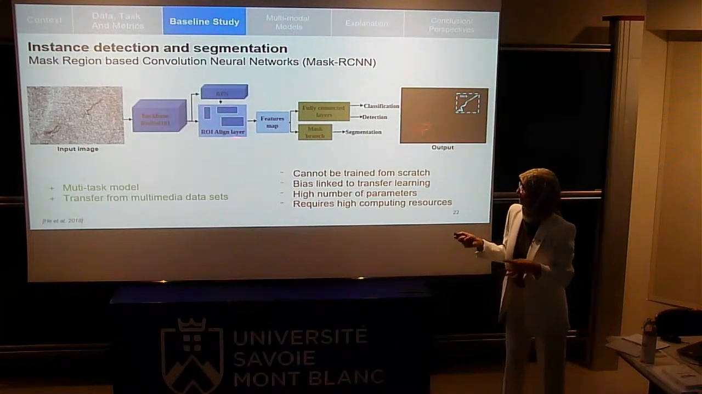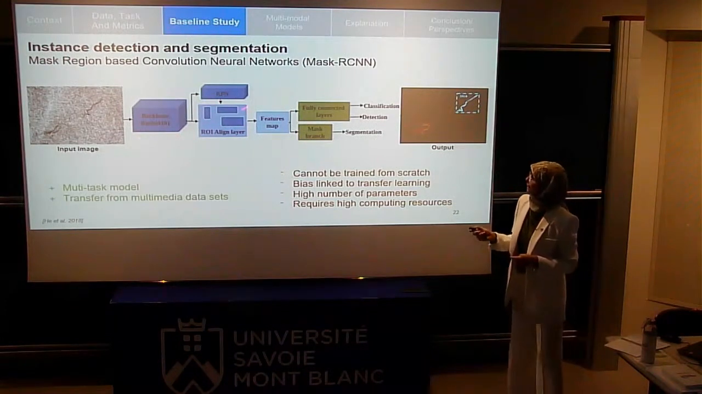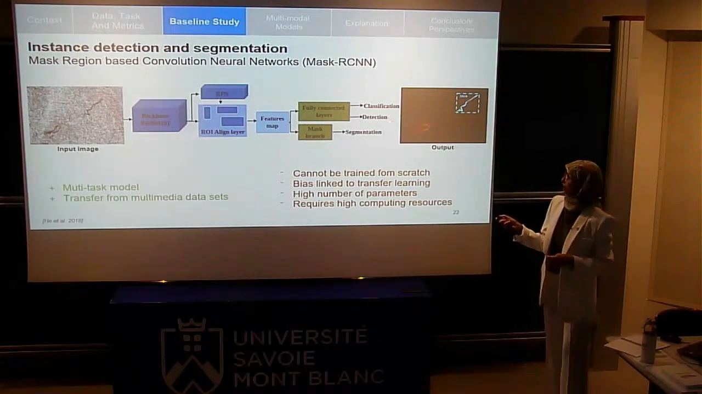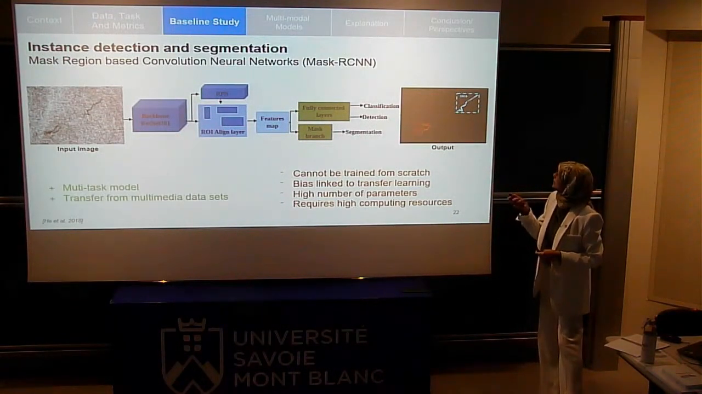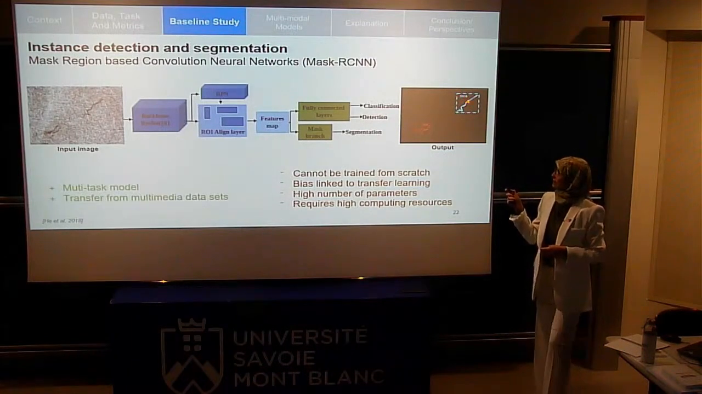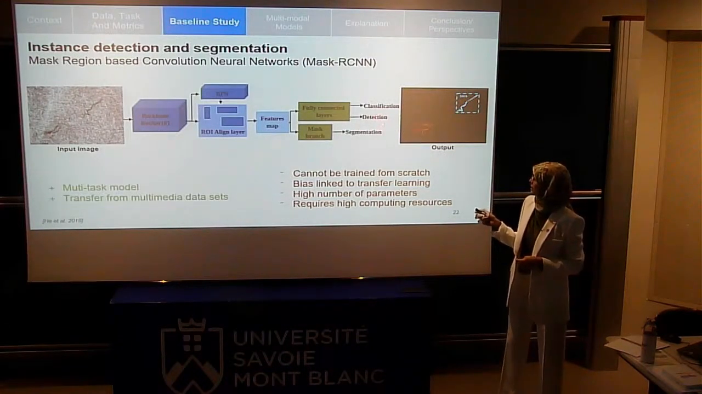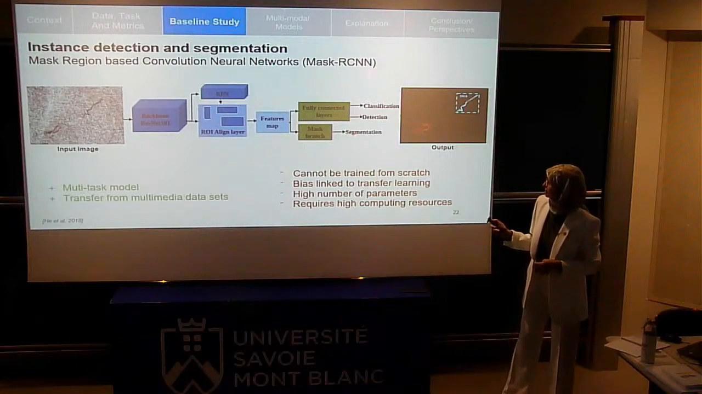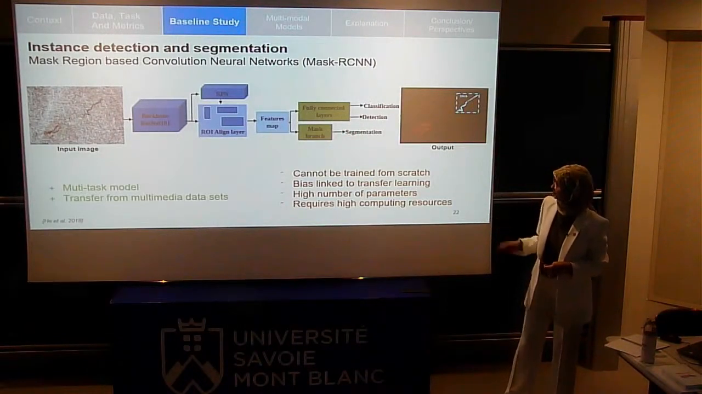After that, there is a step of alignment to adjust these bounding boxes. And then we have our three heads, our three tasks. The first one is identifying the class of the target. The second one is detecting it. And the third one is the segmentation mask.